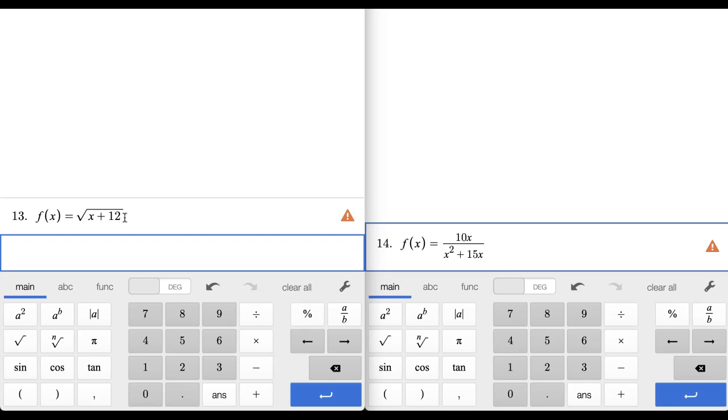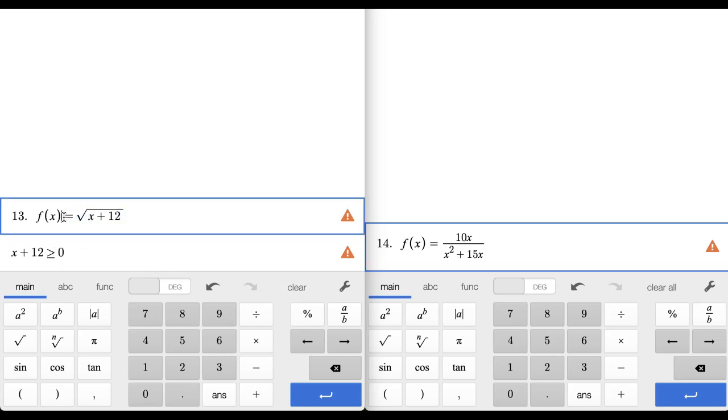For square roots, your only restriction is you can't take the square root of a negative number, right? So if you can only have 0 or positive numbers, you can translate that into this. This expression underneath the square root has to either be 0 or positive. So x plus 12, the translation is it has to be greater than or equal to 0. That's mathematical language for x plus 12 is 0 or a positive number. If it's anything less than 0, it's a negative number, then this is invalid. You won't get a y value.